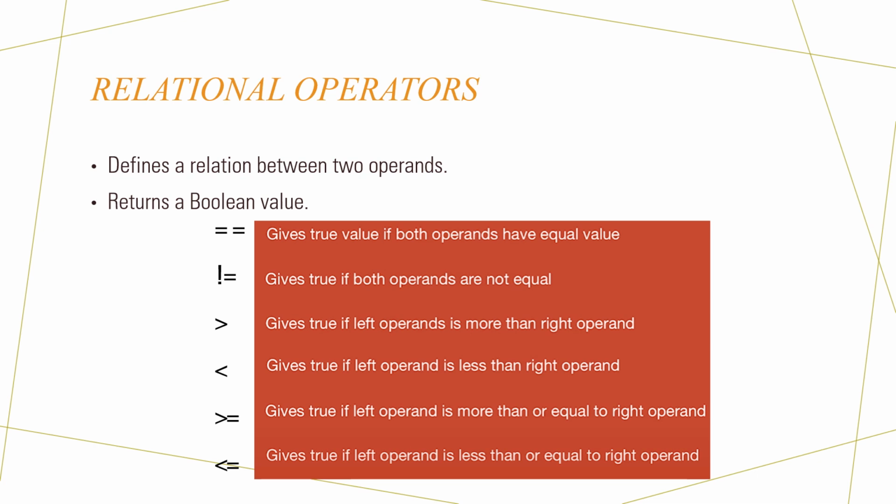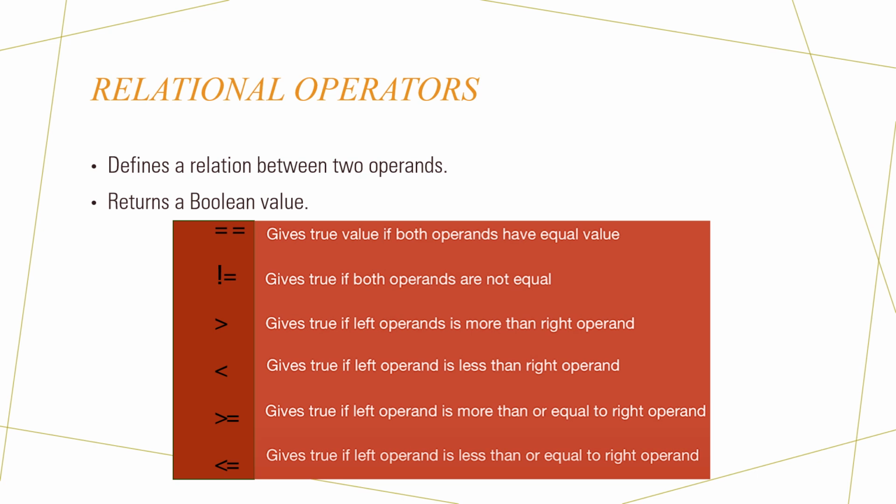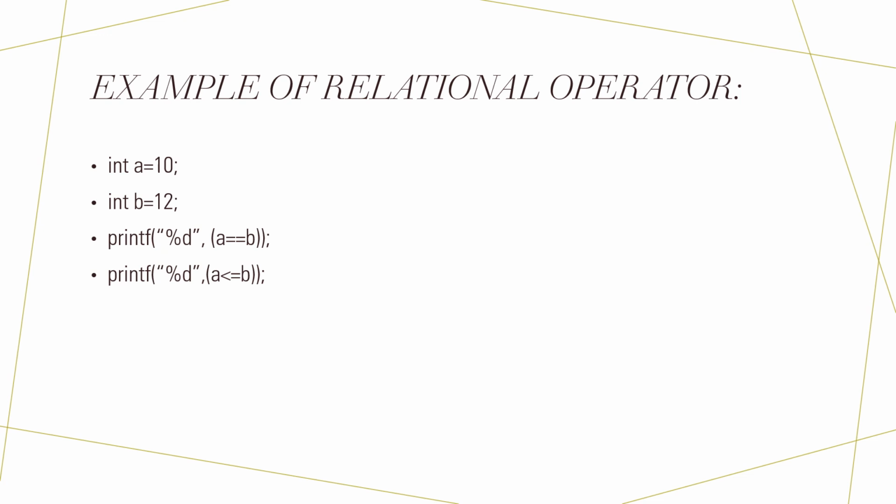Exclamation sign is equal to is actually a not equal to, which gives true if both operands are not equal. Greater than sign returns true if the left operand is more than the right operand. Lesser than sign gives true if the left operand is less than the right operand. Greater than equal to sign is true if the left operand is more than or equal to the right operand. That means it covers both conditions, either greater than or equal to the right operand. And similarly, the less than equal to gives true if the left operand is less than or equal to the right operand. Let's see an example of a relational operator.